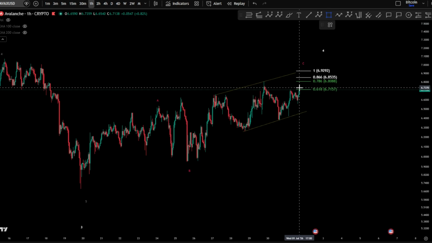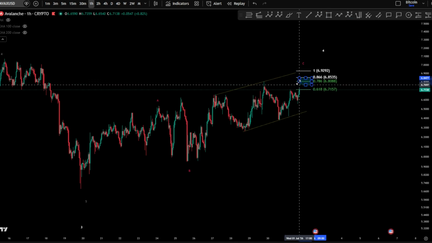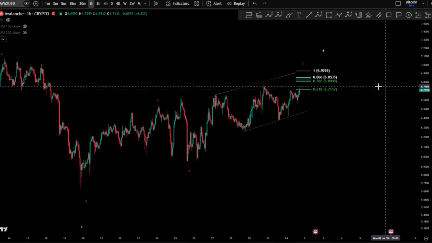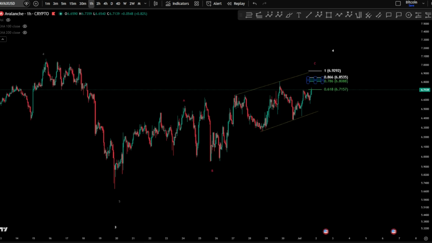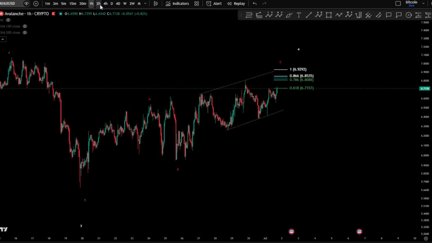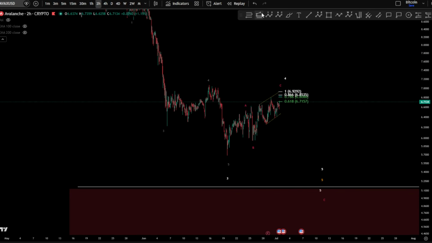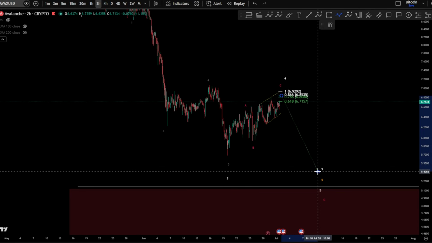Well, we already reached it, so be careful. We might reach a little bit higher, I would say, to take exactly this high. So $6.8 for AVAX is very likely to finish up this correction, and finishing also the last move toward the downside, I would say, for AVAX. So I'm still looking for one more low, guys.